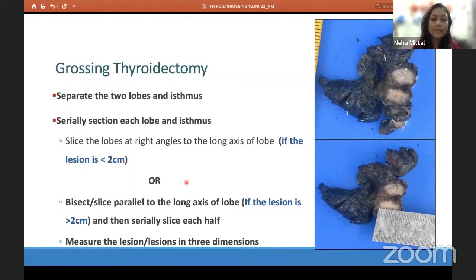Like you would go from the center, make a half of the lobe, and then serially slice them from superior to inferior and submit according to the lesion that you're looking at. If there is a discernible lesion, the lesion has to be measured in all 3 dimensions. Though the largest lesion dimension is absolutely important to be measured, it is preferable to measure in all 3 dimensions of the lesion.